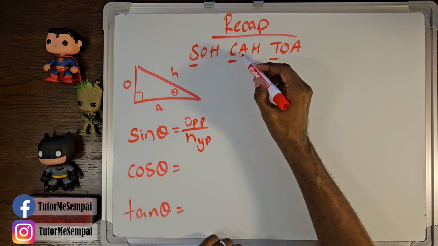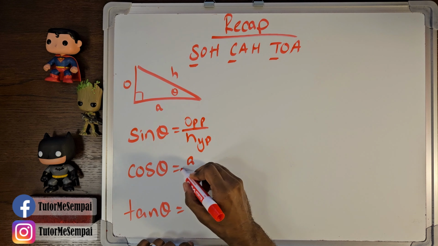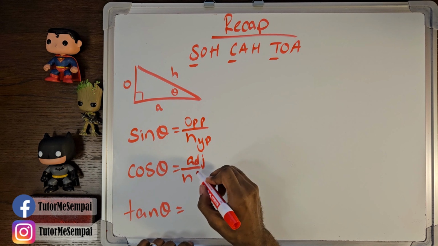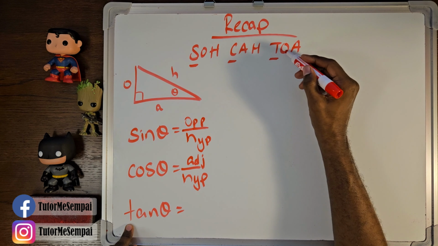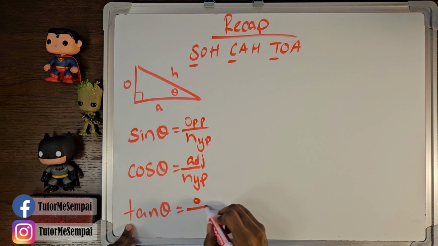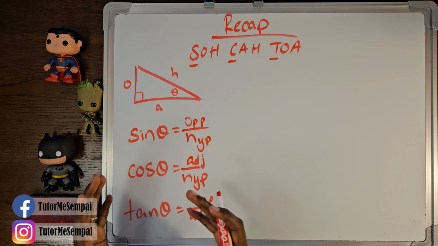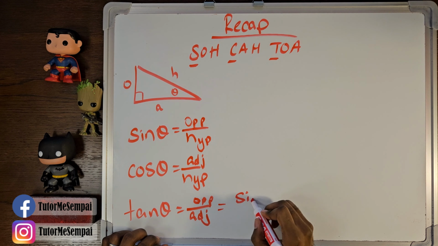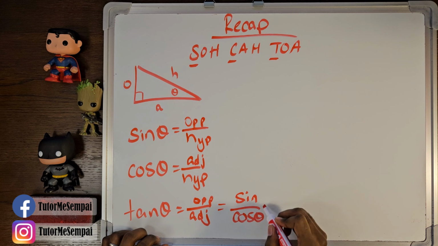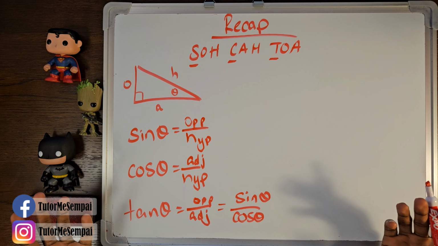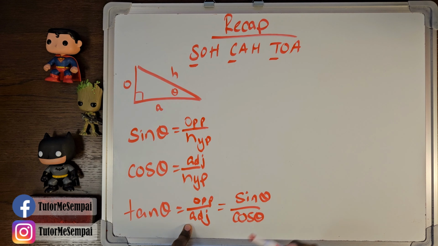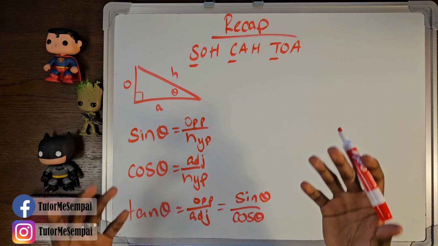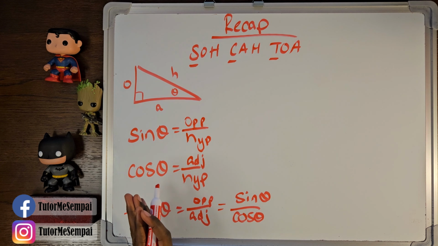The CAH means that we're looking at adjacent over hypotenuse. So A over H, or adjacent over hypotenuse. And this TOA means we're looking at tangent, and we're looking at opposite over adjacent. So O over A, or opposite over adjacent. But we also talked about how tangent is in fact sine over cosine. So sine of theta over cosine theta. And this makes sense. If you were to substitute what sine and cosine equal, you would end up with opposite over adjacent. So SOHCAHTOA was going to be our nice, easy way of determining which functions get which ratio.